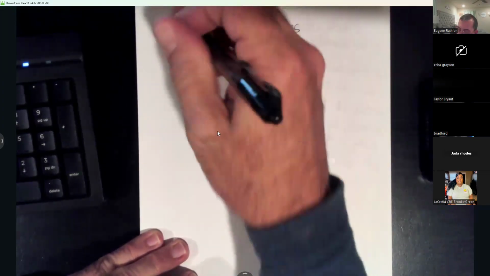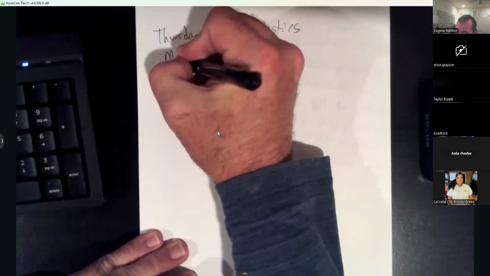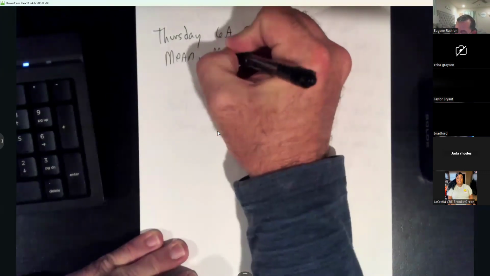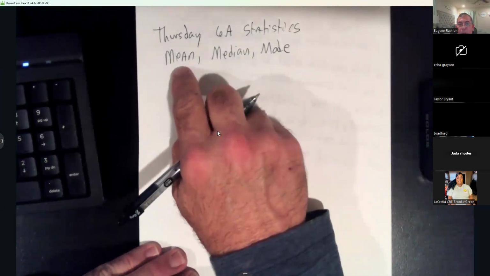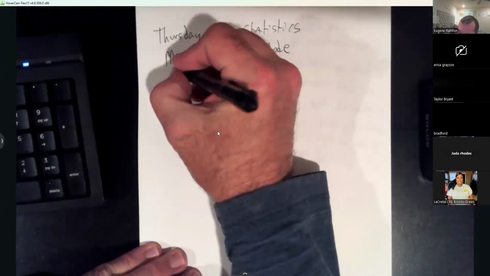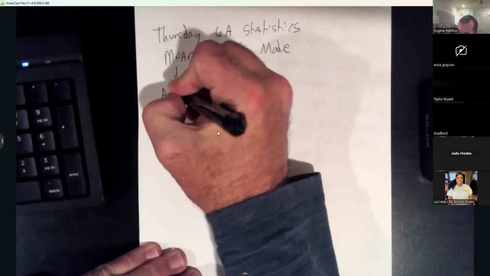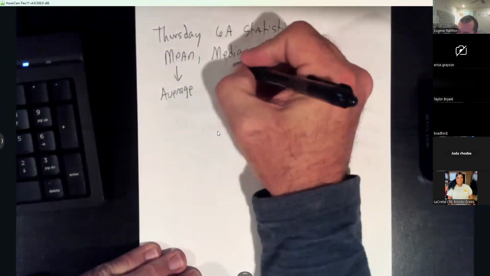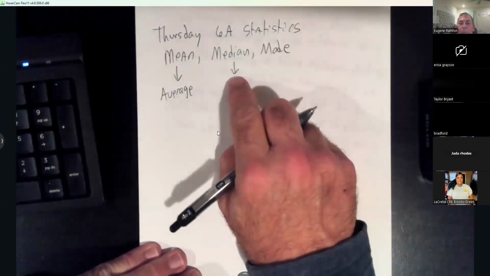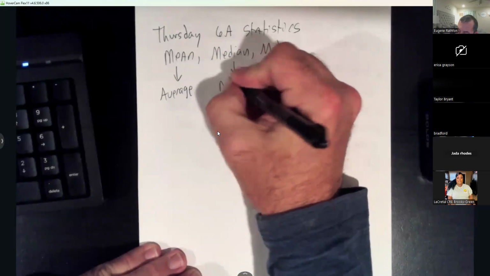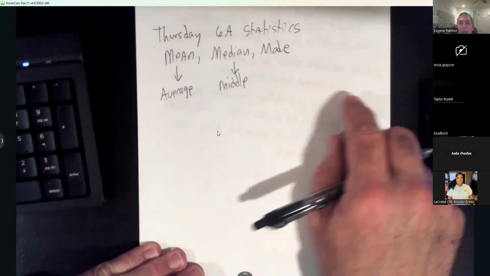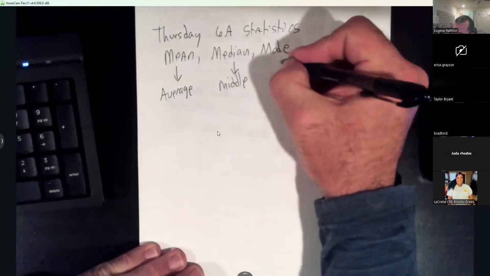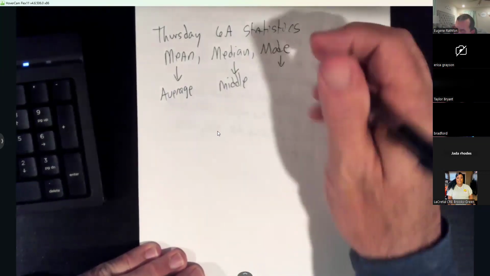And on that day, I believe we'll be looking at mean, median, and mode. Okay, so I'll show you that mean means the average. When we look at median, we're going to be looking at the middle. And this will be like data points we're going to be looking at. And then mode is which one happens the most.